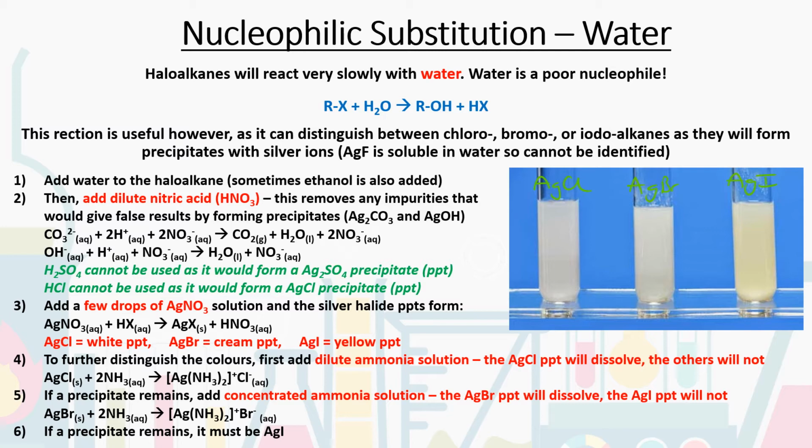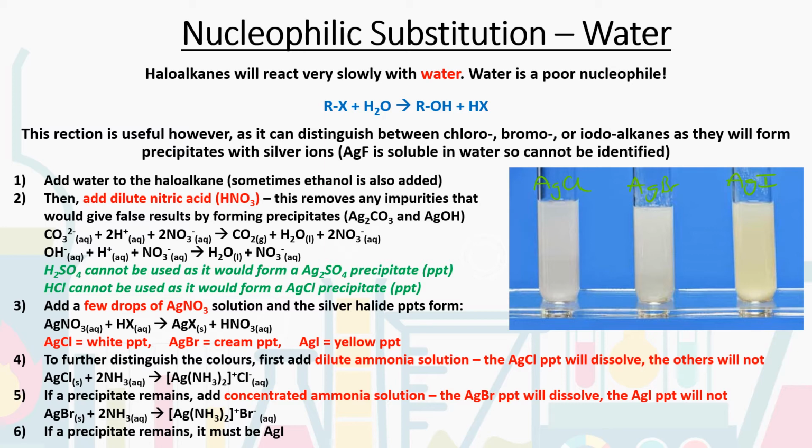Now, we can't use sulfuric acid, H2SO4, because silver sulfate, Ag2SO4, is also a precipitate. So again, it's another one of these examples where it would produce a false positive. So we can't use that. Also, just to say that precipitate is often abbreviated to PPT. And we can't use HCl because if we're looking to do a test to see if we have any chloroalkanes, the last thing we want to do is put in an acid that contains chlorine, because that's going to potentially give us false positives and would eventually end up forming a silver chloride precipitate, even though we might not have any chlorine in our haloalkane.